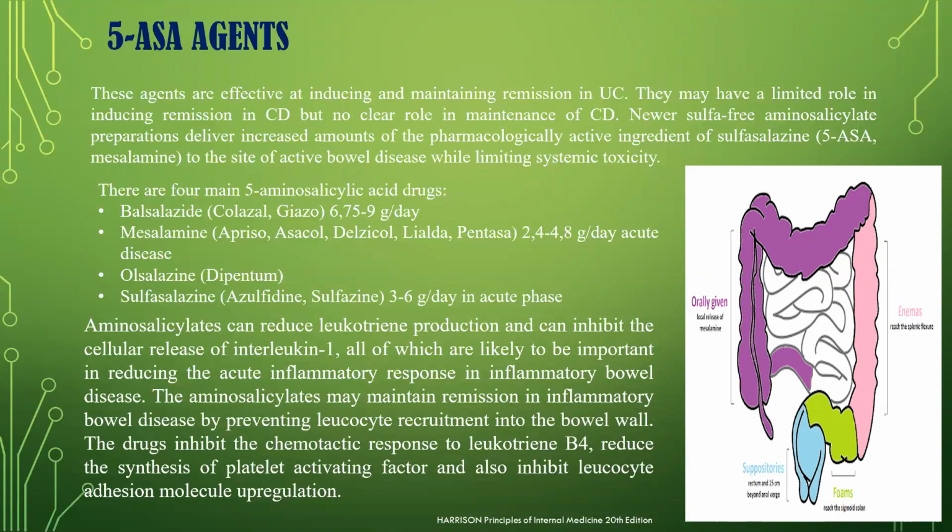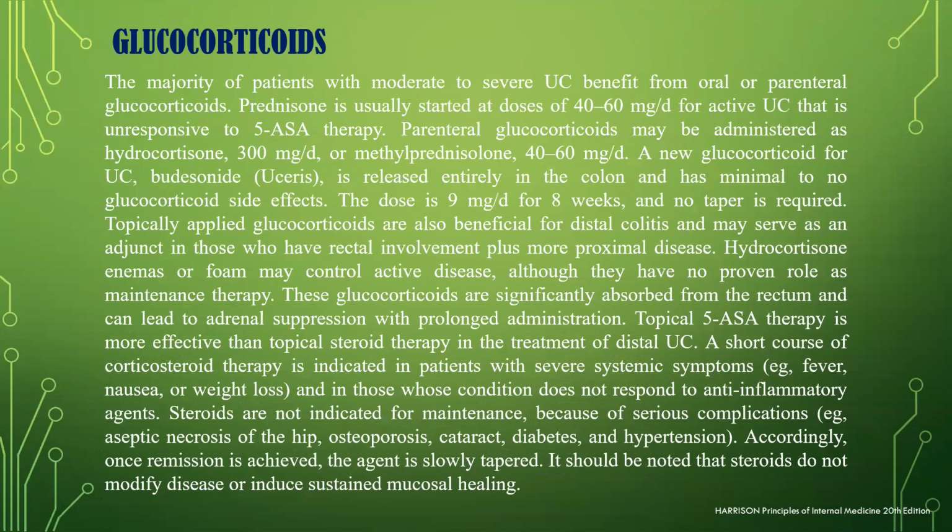Aminosalicylates can reduce leukotriene production and can inhibit the cellular release of interleukin-1, all of which are likely to be important in reducing the acute inflammatory response in inflammatory bowel disease. The aminosalicylates may maintain remission in inflammatory bowel disease by preventing leukocyte recruitment into the bowel wall. The drugs inhibit the chemotactic response to leukotriene B4, reduce the synthesis of platelet-activating factor, and also inhibit leukocyte adhesion molecule upregulation. The majority of patients with moderate to severe ulcerative colitis benefit from oral or parenteral glucocorticosteroids.